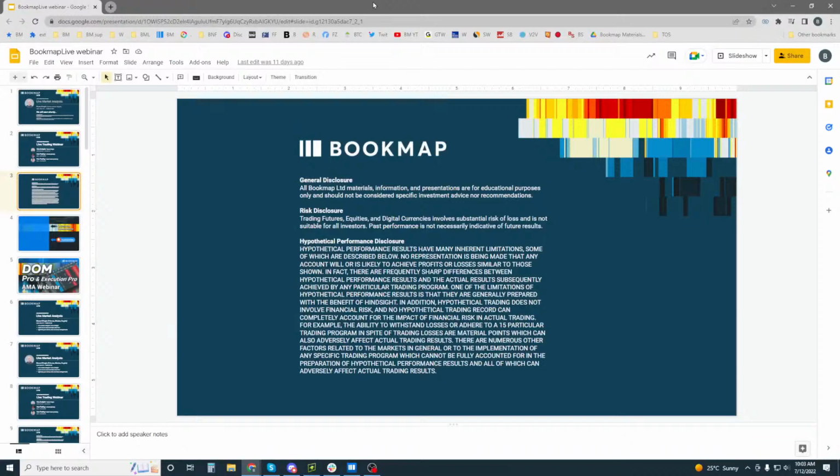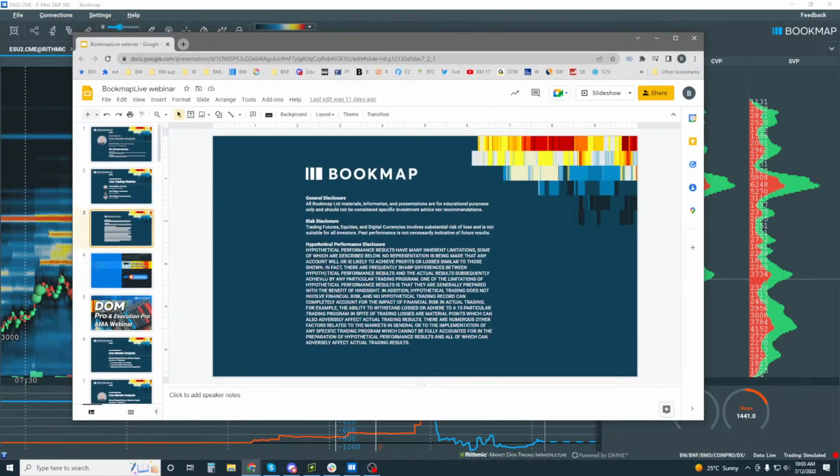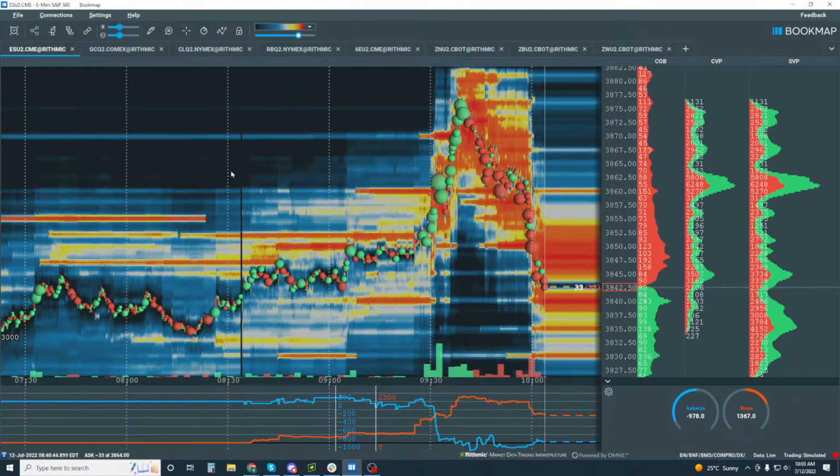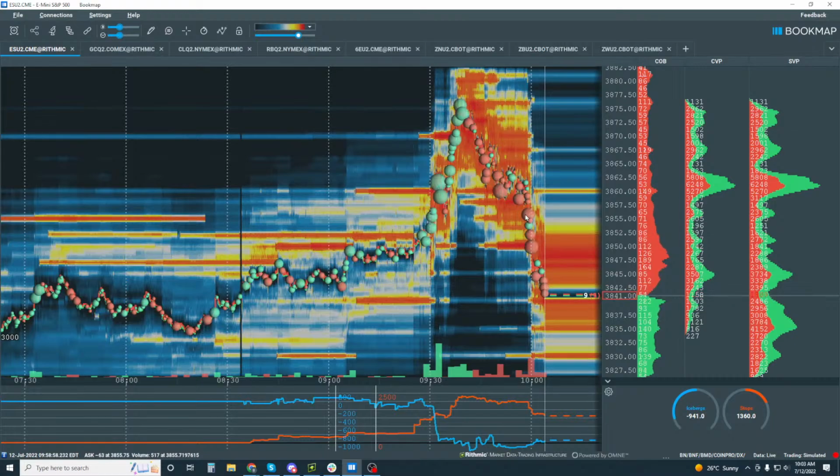All right, so let's jump in here and immediately go into it. The market open here, 9:30. You can see the move to the upside. Looks like a nice short squeeze to me, and then look at the sellers come right back in.